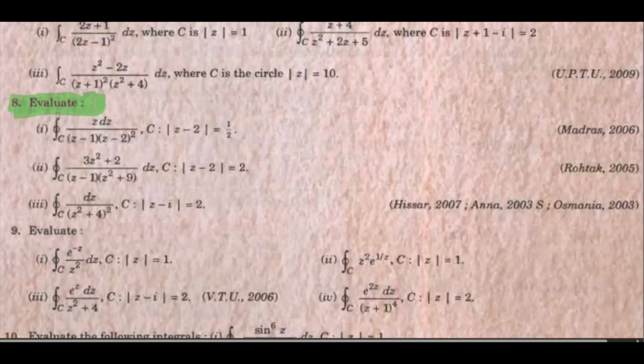So first question: integral of z dz divided by (z minus 1) into (z minus 2) whole square. The region is given by mod z minus 2 equal to 1/2. That means the circle with the center 2 and the radius 1/2.